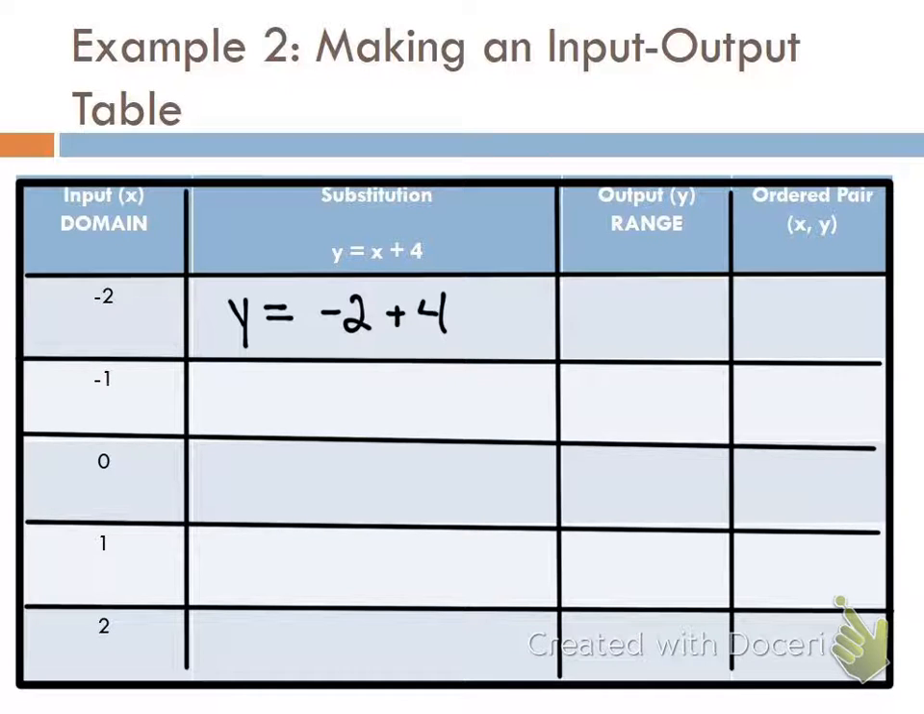I just heard 3 different answers. What is it, guys? Really? -2 plus 4 is 2. 4 is positive, guys. It's much bigger. My output is 2. Don't get it wrong. Use your calculators to double check, but hopefully you can use mental math to know the answer to that. Now you just go down the line. Plug in the different values for x. -1 plus 4. What's -1 plus 4? 3. Go ahead and fill in the rest of your outputs.